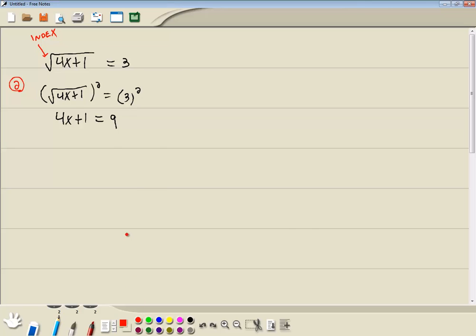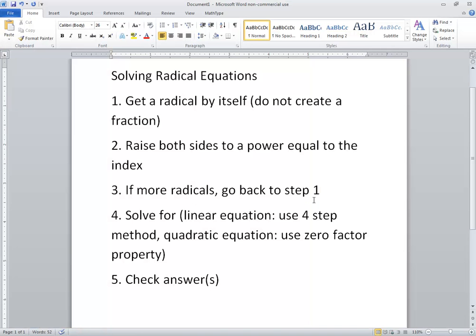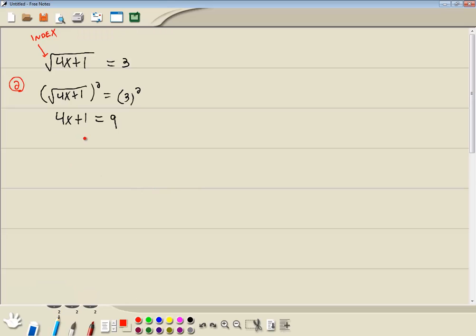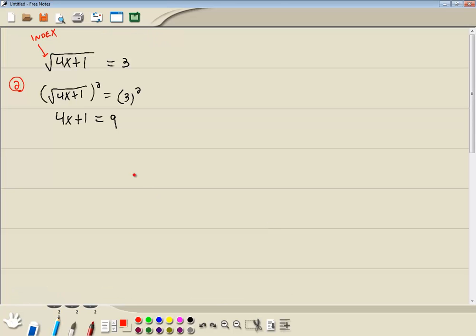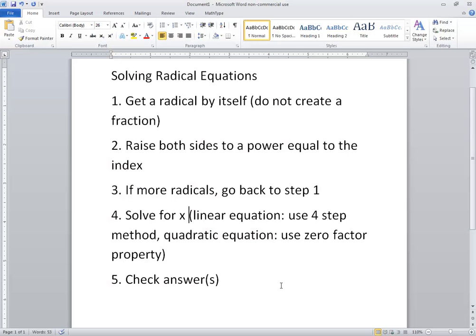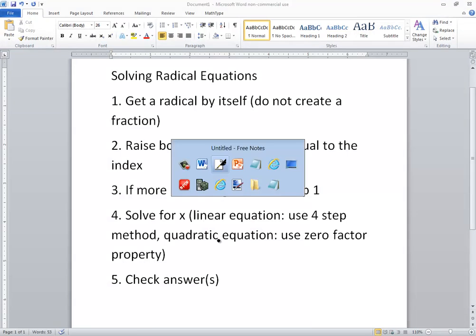Step 3. If more radicals, go back to step number 1. We don't have any more radicals, so that's good. Step 4, solve for x. Now, if you got a linear equation, which is what we have here, then you're going to use your 4-step method.